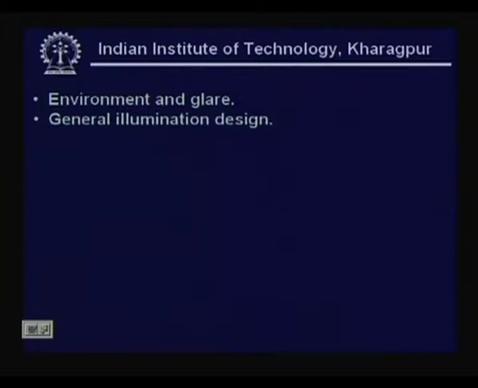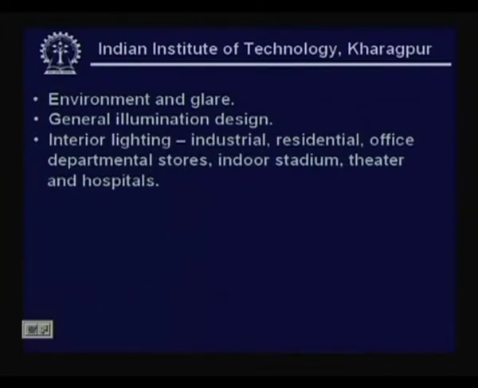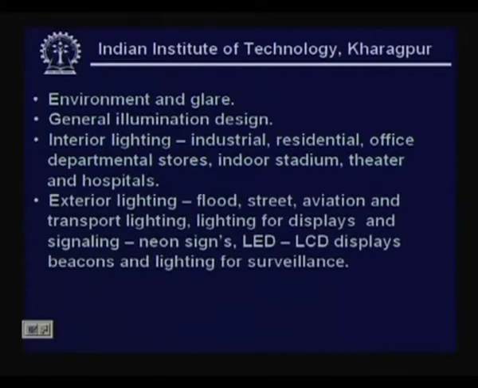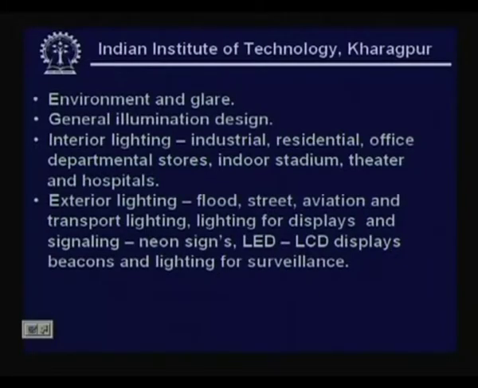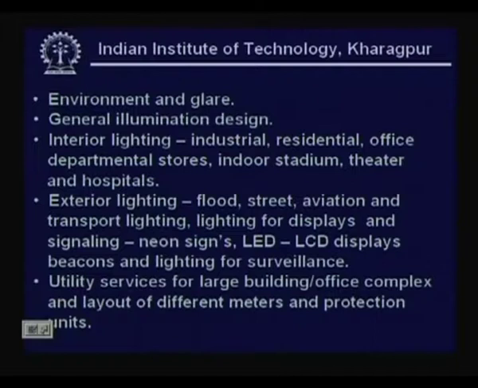Having talked about all the principles, one looks at the general illuminating design. Then the illumination for interior purposes, could it be residential, office, departmental stores, industrial environment, an indoor stadium, theater or hospital. Then comes the exterior lighting, which commonly we encounter as flood lighting, street lighting, aviation lighting, transport lighting, lighting for displays and signaling, neon signs, LED, LCD displays, beacons, and lighting for surveillance. As one could see, lighting is for functionality, lighting is for surveillance or security aspects. And all this, as already told, involves electrical systems.